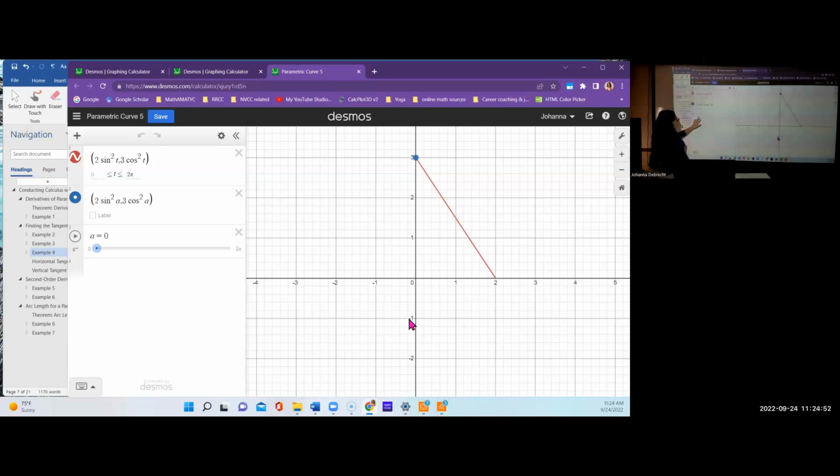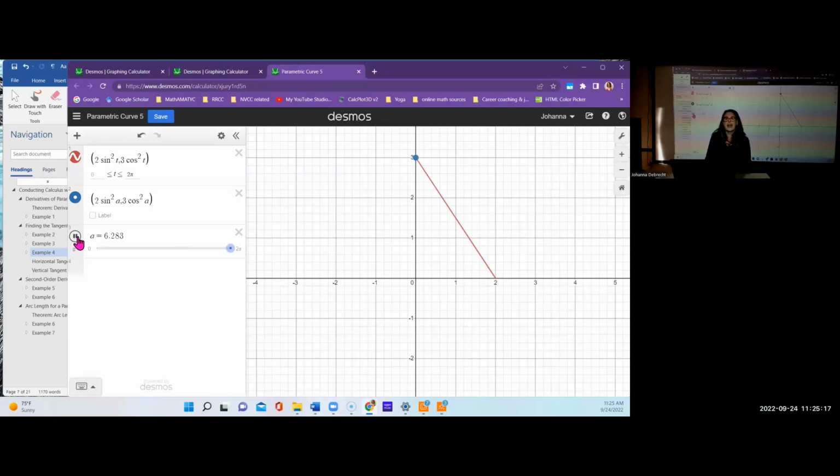I pulled the slider bar all the way back to the beginning, to the left. I've changed it to tracing only once. I think that's once, I can't read it quite. And then I'm going to play it one time. All right, so let's play. We can see that it's starting up here at 0, 3. And we're going to trace, it goes down and back up, whoa, and down and back up again.